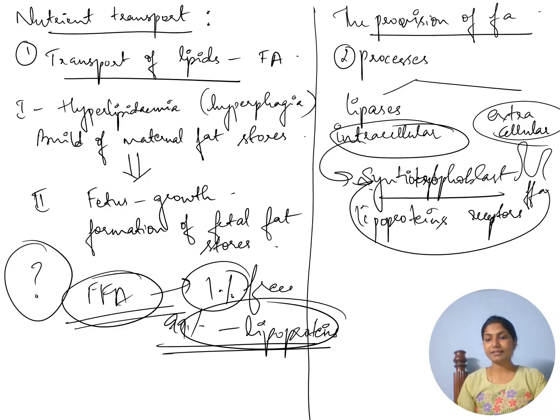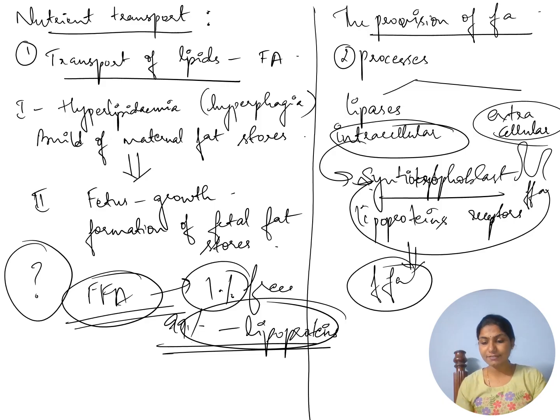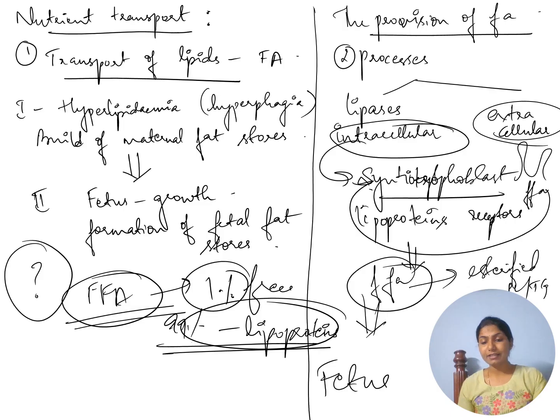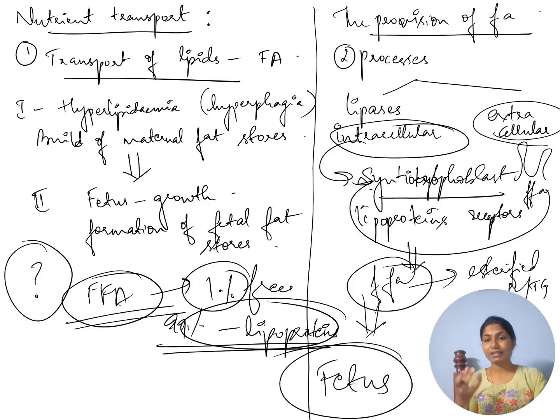They enter inside the syncytiotrophoblast, and the intracellular lipases will act on them, and finally the end product is release of free fatty acids. So these free fatty acids in the placenta are again esterified into phospholipids and triglycerides. So this forms the placental stores. Once they form the placental stores, they are preferentially shunted into the fetal circulation.